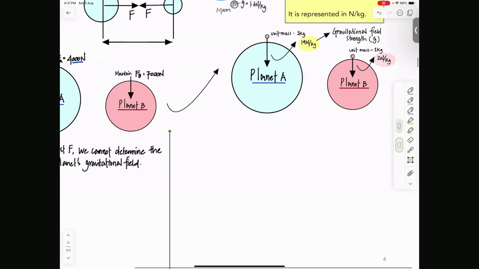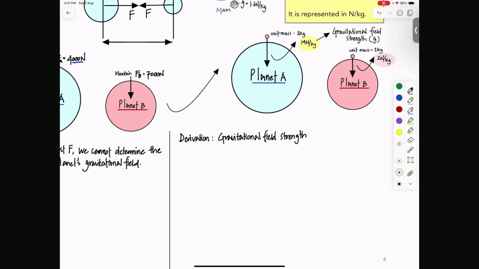So this is a derivation. It's there in your syllabus. Deriving the equation for G. Okay. So gravitational field strength. Right. So how do you derive the equation for gravitational field strength?